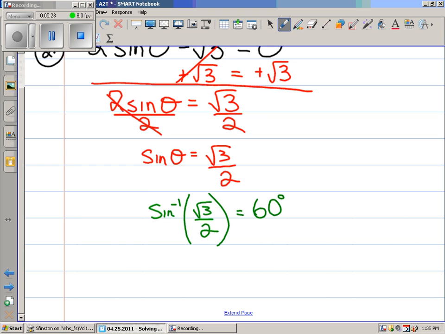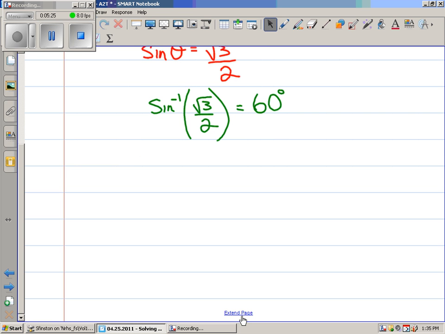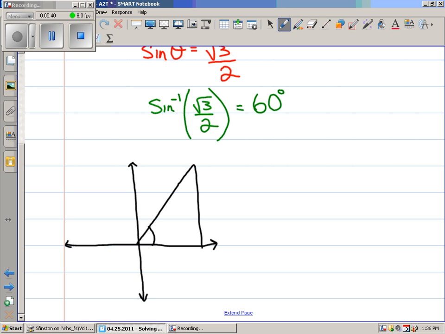60 degrees. Now, is 60 the only answer? What do you think? Yes or no? No. What two quadrants are we looking in, and why, Wayne? We're looking in quadrants 1 and 2 because sine is positive. Here's the first one: 60 degrees is one answer. That's nice. Good job. Now let's find where else sine is positive, and according to the particular degree amount, it equals root 3 over 2.